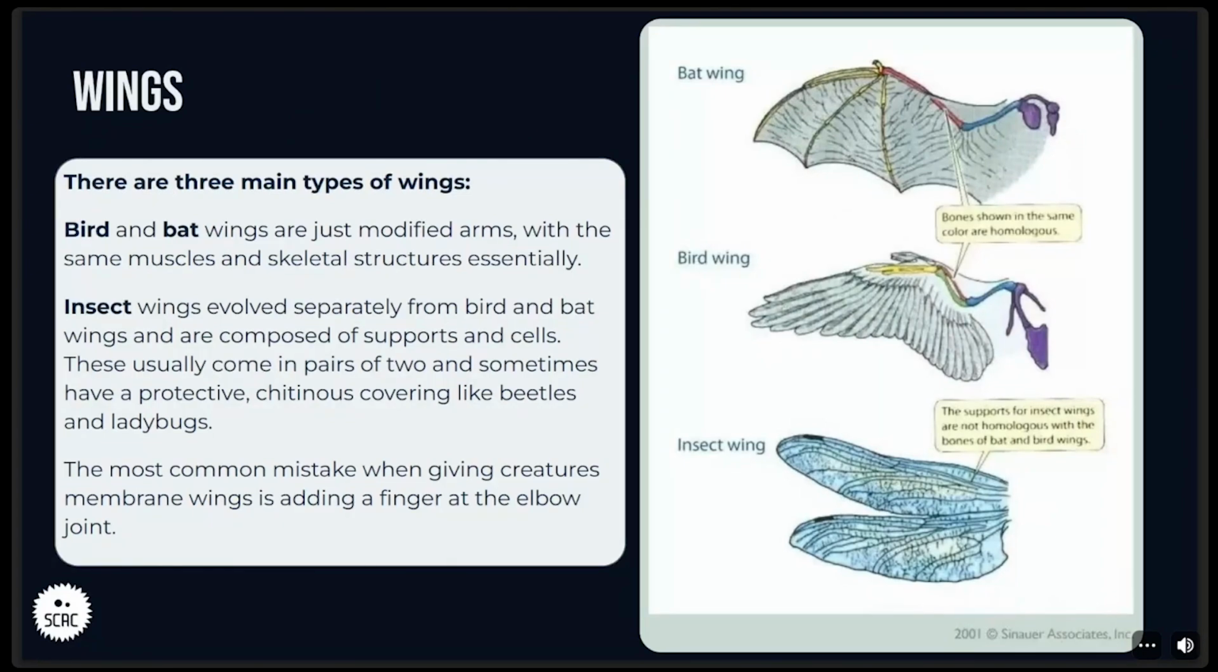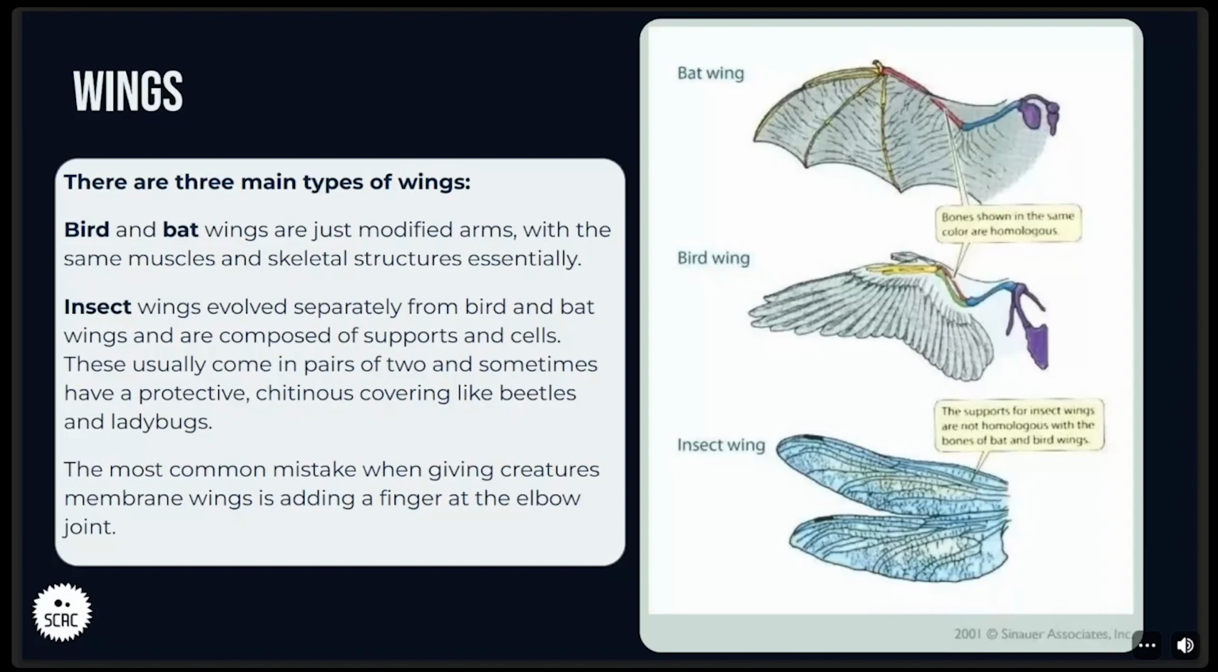Bat and bird wings are just modified arms. As you can see, using the very fun models with the same bones being the same color, the bat and the bird have basically an arm. The only difference being that the bat's wing is made by stretching membrane between the fingers, those yellow bones, versus the bird has all the fingers fused. So it essentially just has this one big fleshy tube that is then a form for all the feathers to be attached to.